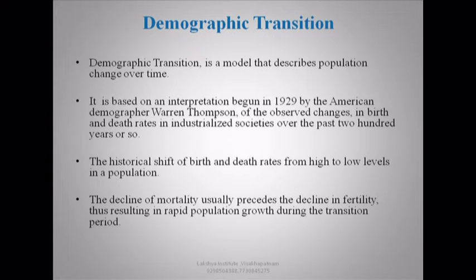Demographic transition. Demographic transition is a model that describes population change over time. It is based on an interpretation begun in 1929 by the American demographer Warren Thompson, of the observed changes in birth and death rates in industrialized societies over the past 200 years or so. The historical shift of birth and death rates from high to low levels in a population. The decline of mortality usually precedes the decline in fertility, thus resulting in rapid population growth during the transition period.